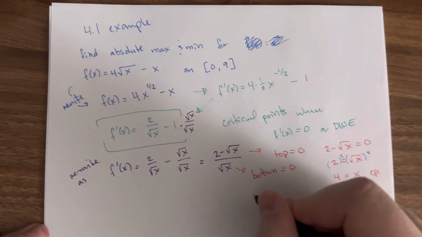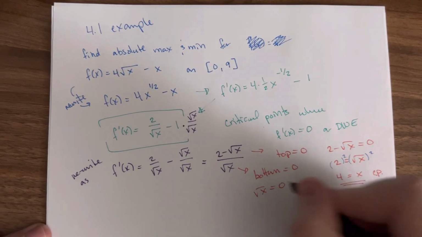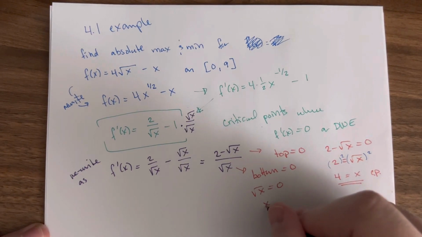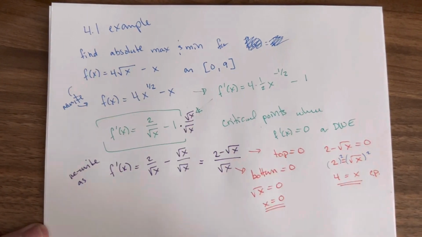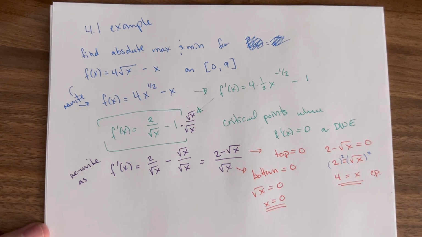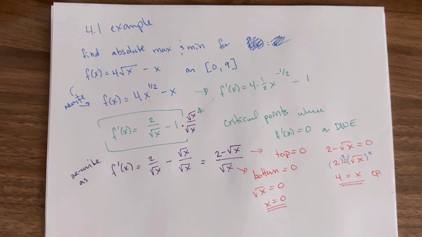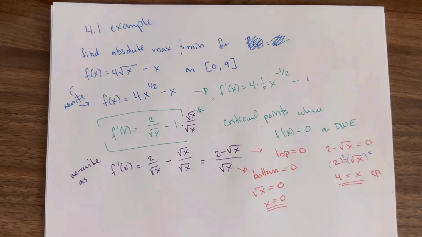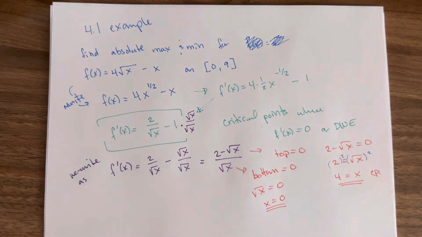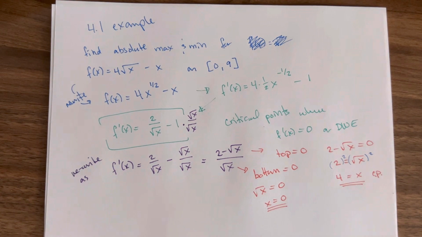So if the bottom is equal to 0, that's pretty quick. That's just directly the root of x is 0, which means that x itself would be 0. That's in our interval. It's one of the endpoints, so that's a little redundant because we would have checked that value anyway. Nevertheless, we should acknowledge it as a critical point and make sure, if this interval was a little bit more expanded or a little bit different, we weren't overlooking it.